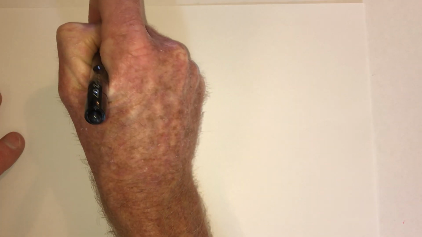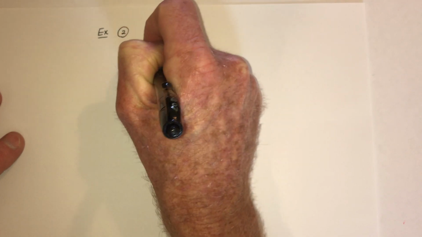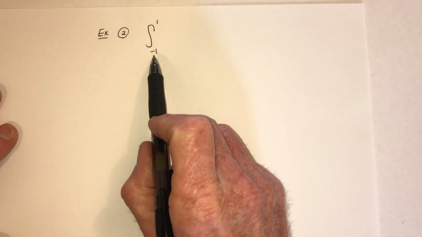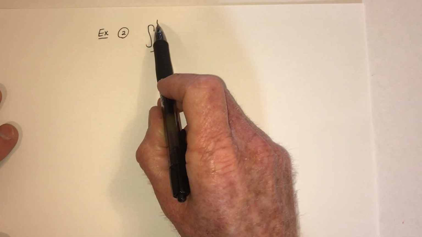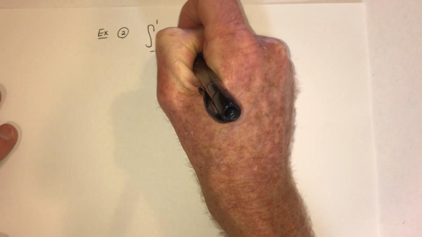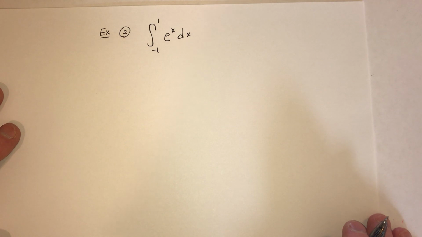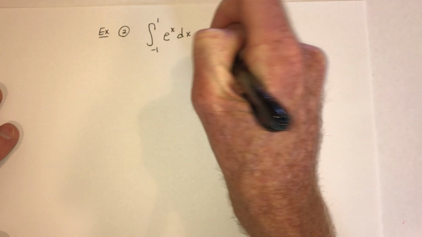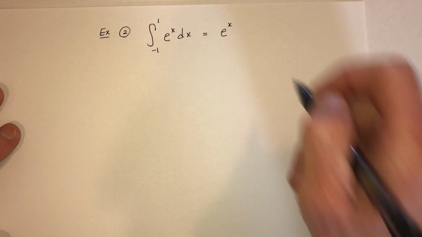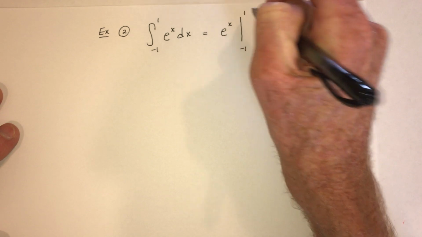So for example number 2, so this is called a definite integral. So you have a definite starting place and a definite ending place. How about if the function is e to the x? So the first thing to do is find the antiderivative. And the antiderivative of e to the x is e to the x. And then you put the straight line after that and go from -1 to +1.